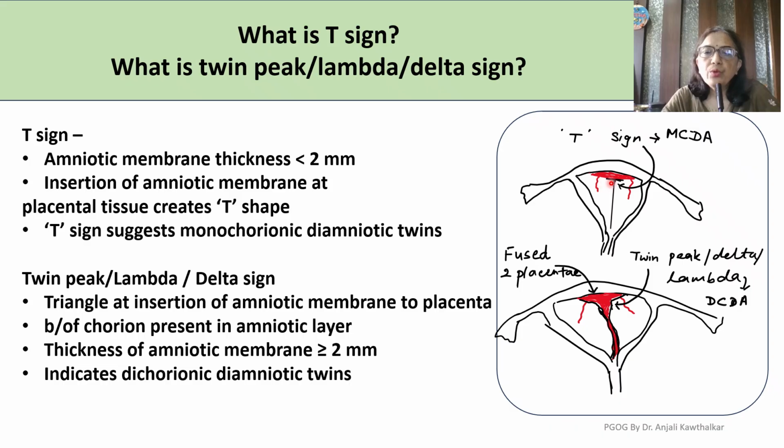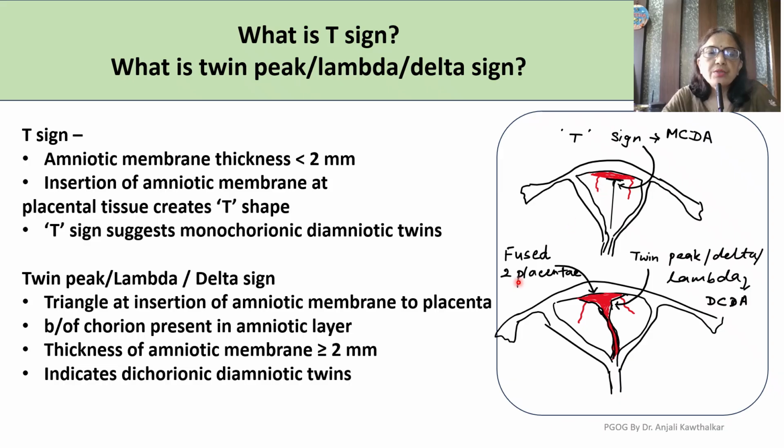When it is monochorionic, there is a single placenta, and we have to see whether we can see the amniotic membrane. If the amniotic membrane is visible and it is a thin membrane with thickness less than 2 millimeters, we focus at the site of insertion of this membrane to the placenta. And here, if it creates a T shape, then it is called a T sign. The T sign is suggestive of a monochorionic diamniotic pregnancy.